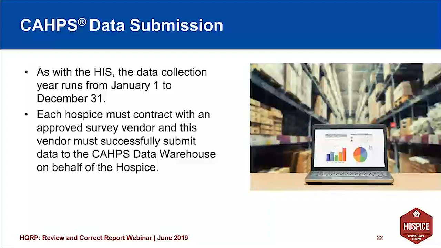As with the HIS, the data collection year runs from January to December 31st, and each hospice must contract with an approved survey vendor. This vendor must successfully submit data to the CAHPS data warehouse on behalf of the hospice. Prior to 2015, hospices were not all using the same type of patient-family surveys. Therefore, it wasn't possible to compare hospice quality based on these surveys.